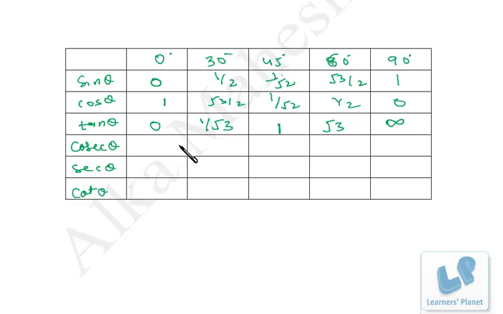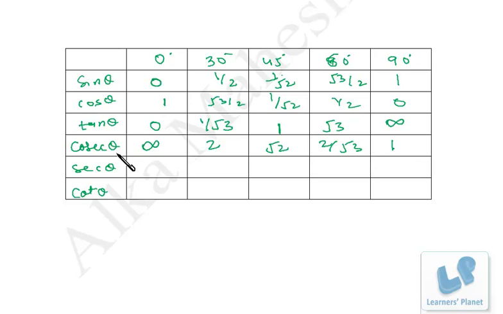Okay. Now cosec theta is what? It's 1 upon sin theta. So we have to write the reciprocal of all these 5 values. So cosec 0 will be what? 1 by 0, right? And 1 by 0 is not defined, right? Reciprocal of half is 2. It's 1 by root 2, so it will be root 2. It's 2 by root 3, and reciprocal of 1 is 1.